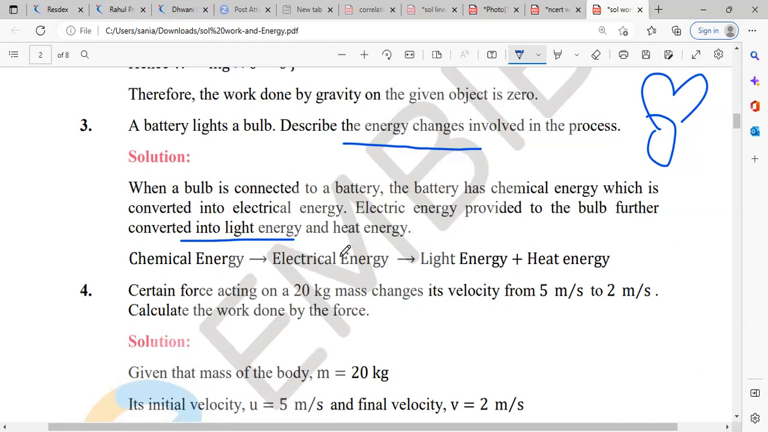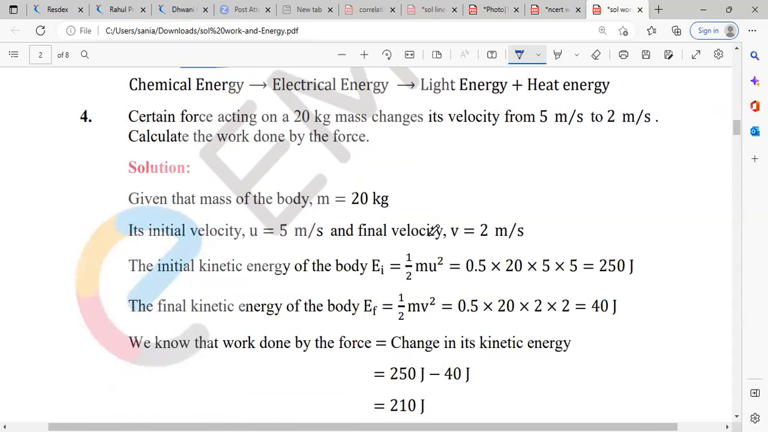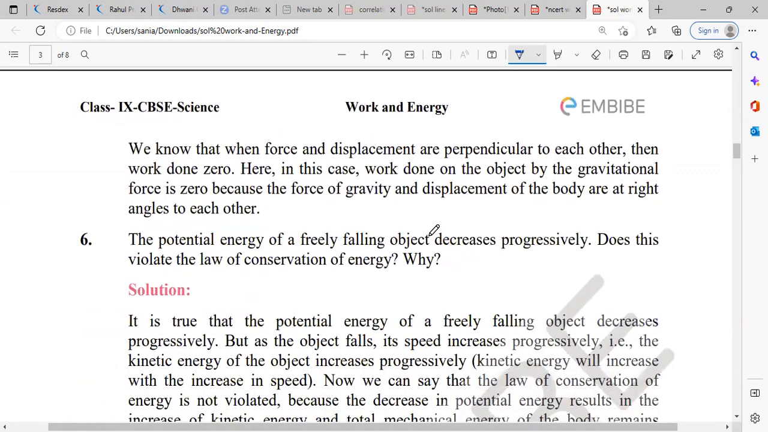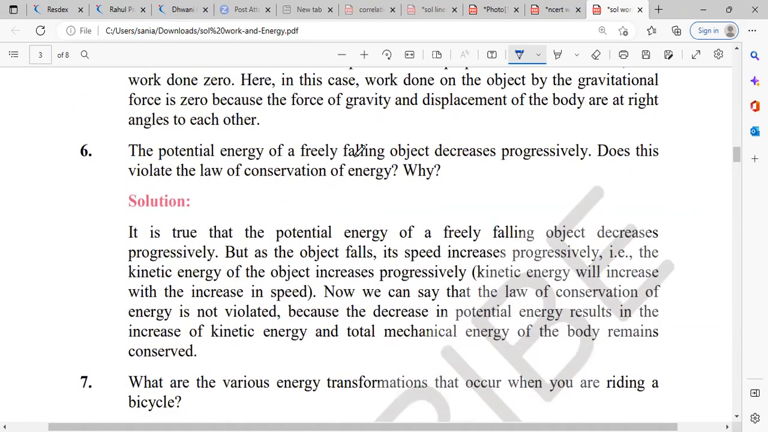So chemical energy is being converted into electric energy and light energy plus heat energy. Clear? Yes, ma'am. Then the next one: the potential energy of a free falling object decreases progressively.